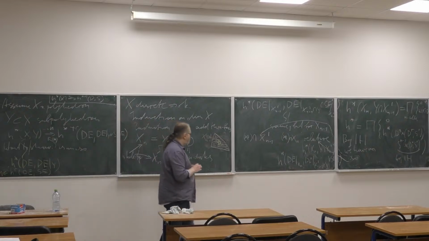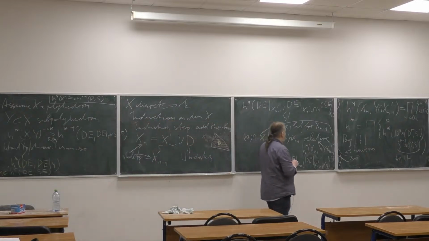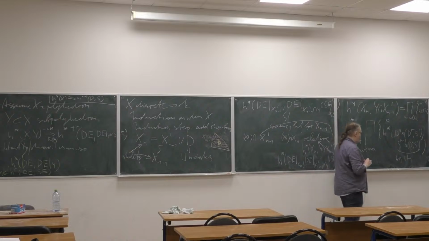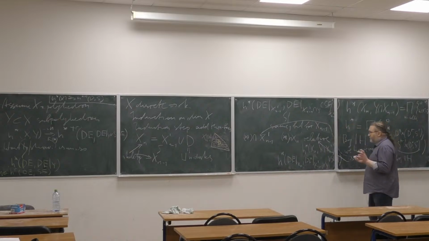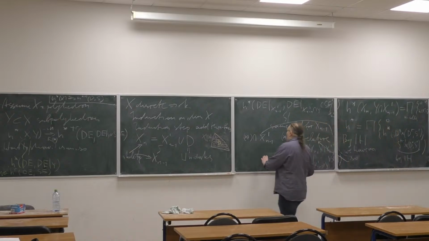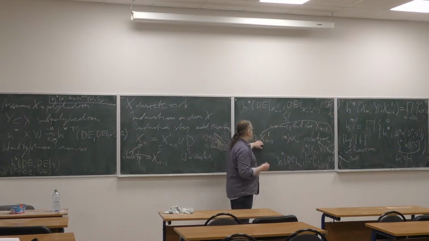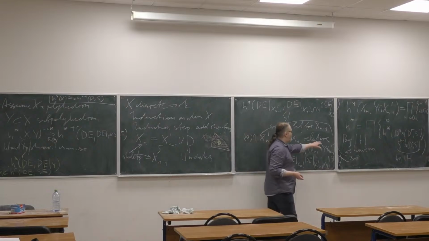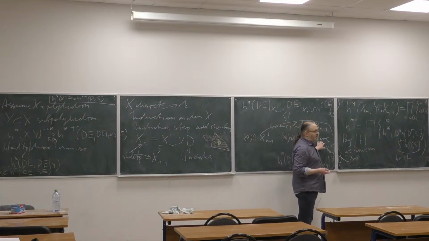I've just explained the following thing. By induction hypothesis, the map marked asterisk is an isomorphism for x'_{n-1}, and we look at the relative cohomology.